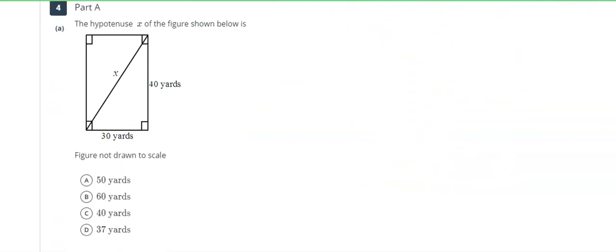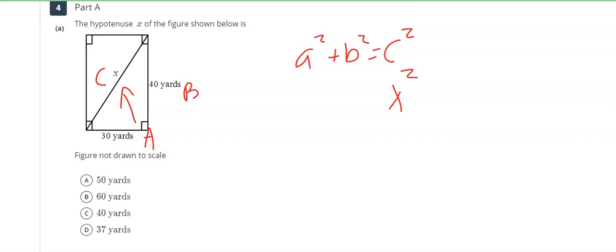For our next question, we're back at the Pythagorean theorem. It's asking what is the hypotenuse of the figure shown below. Again, remember, a squared plus b squared is equal to c squared. C is always across from our 90-degree angle, so C is going to be x in this case, and then I'll label this A and this B. So I have 30 squared plus 40 squared is equal to x squared.